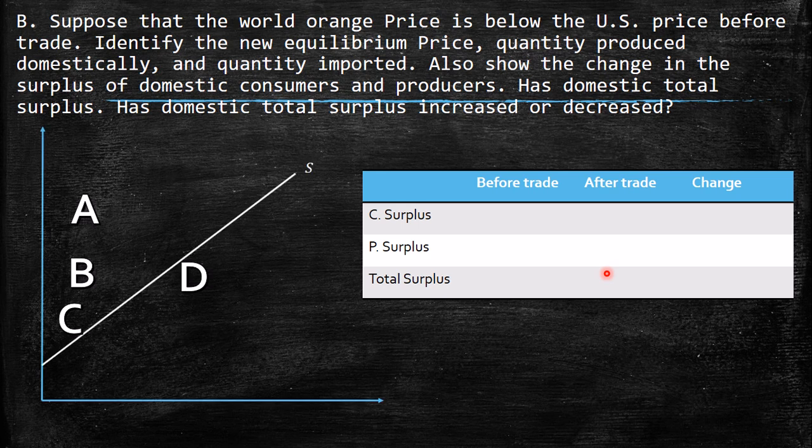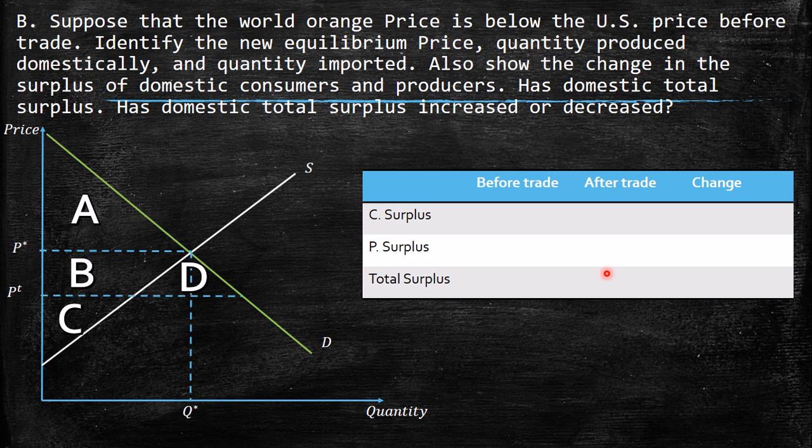So here we have the supply and demand. We have the price in the y-axis and the quantity of oranges in the x-axis. We have the Q star and P star, which is given by what we depicted in the previous point. Here we have the PT, which is the world orange price. As the exercise said, this is lower than the P star. So at this price, the producers are willing to produce just QB, which is lower than Q star. That was the condition of autarky.